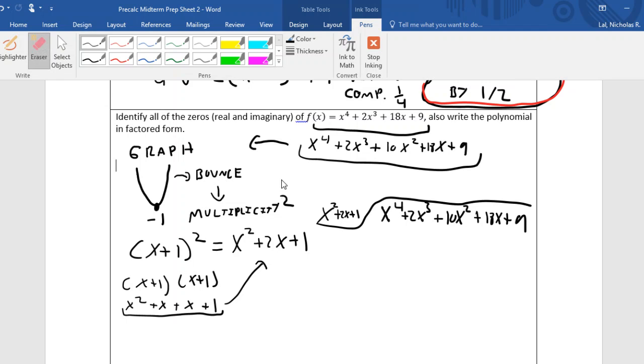This is right here: x squared plus 2x plus 1. I picked a number to make the question work with a whole number for its zeros. I added that 10x squared so that the zero of this graph would be a whole number.